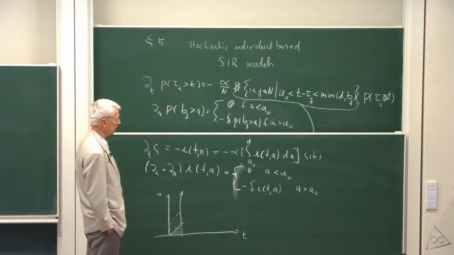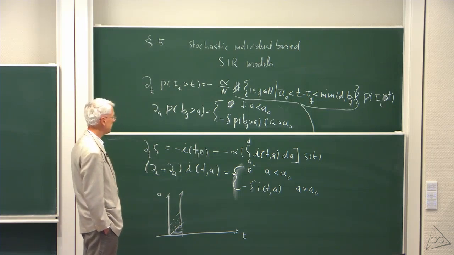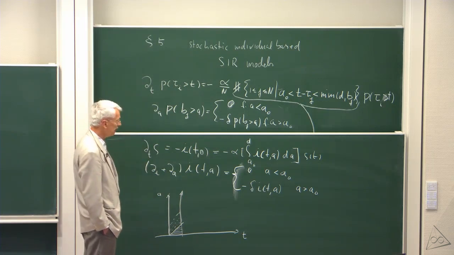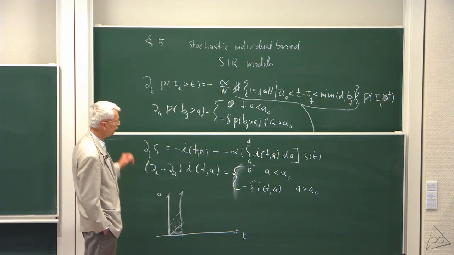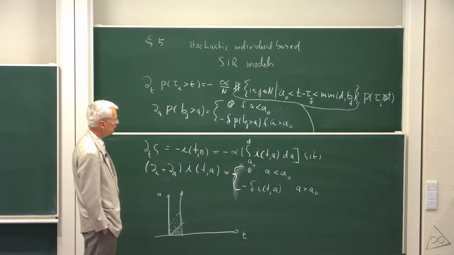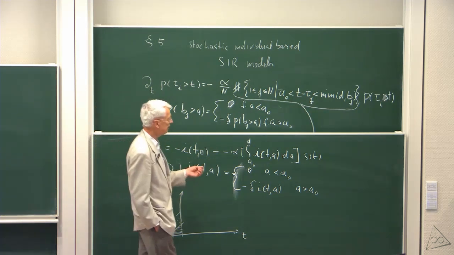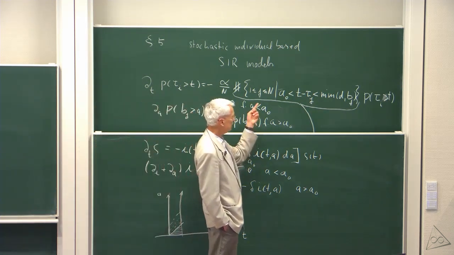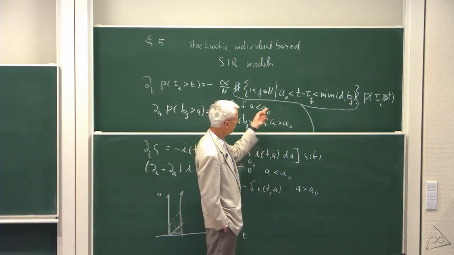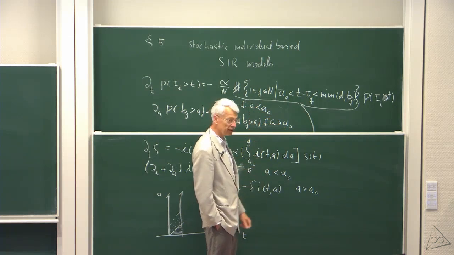Obviously, such a process is well defined, and the main reason why it is well defined is, I would say, that the probability that two of these events for one individual or another individual occur at exactly the same time is 0.